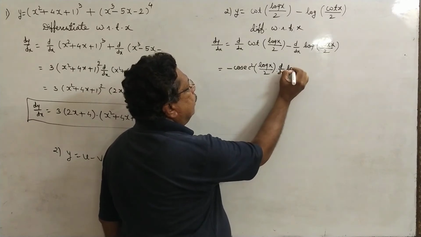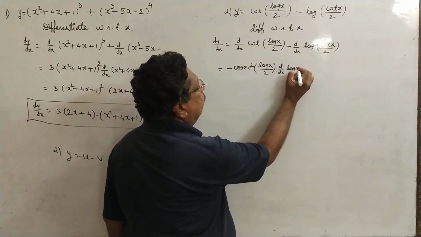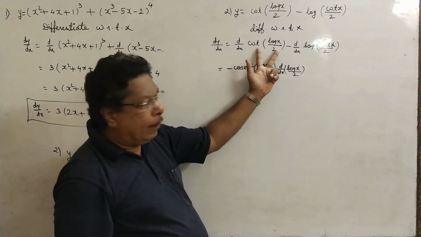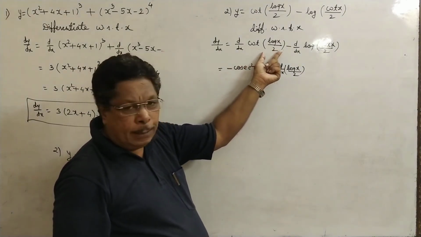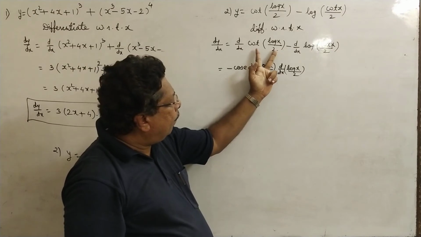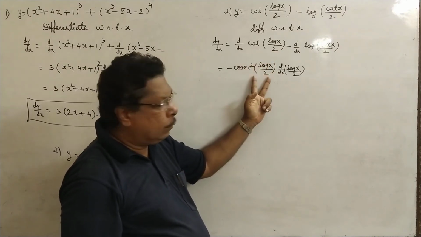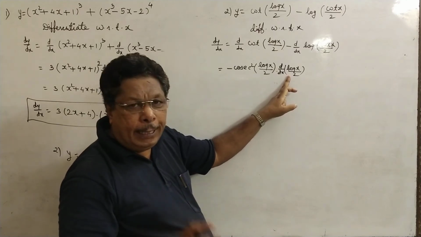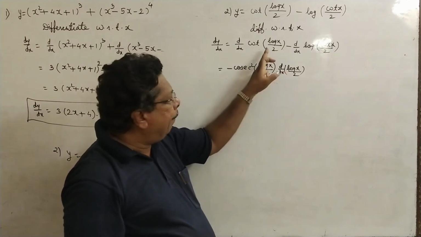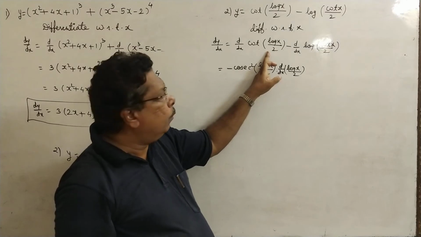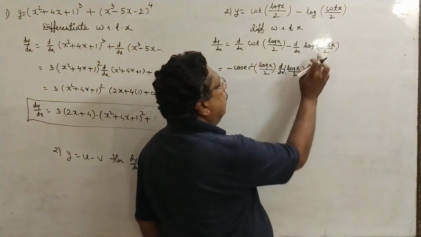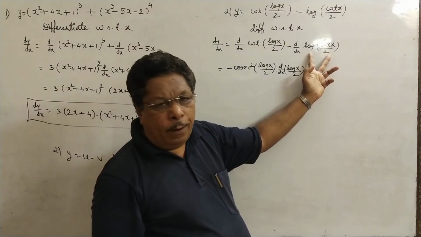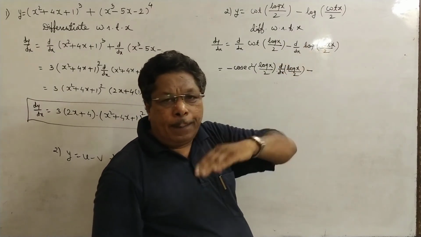d by dx into log x upon 2. The derivative of cot fx is minus cosec square fx into f dash x. F dash x means the derivative of fx. Here fx is equal to log x upon 2. Minus the second term, the derivative of log x is 1 upon x.